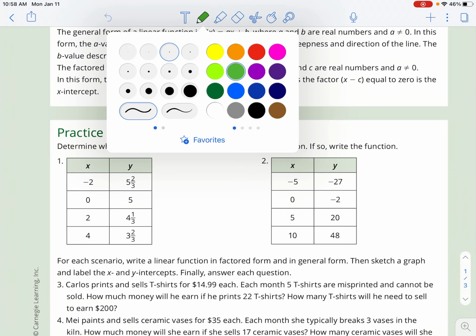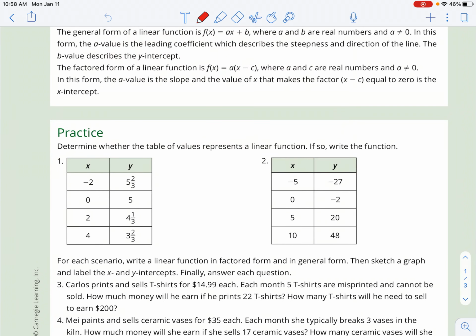Okay, for practice 1, we are going to go through and determine whether the table of values represents a function, and go ahead and write it, and then write the linear function. So what we need to do is first see if from one y to the next it's consistent, if it's constant, and then also make sure we check the x's as well.